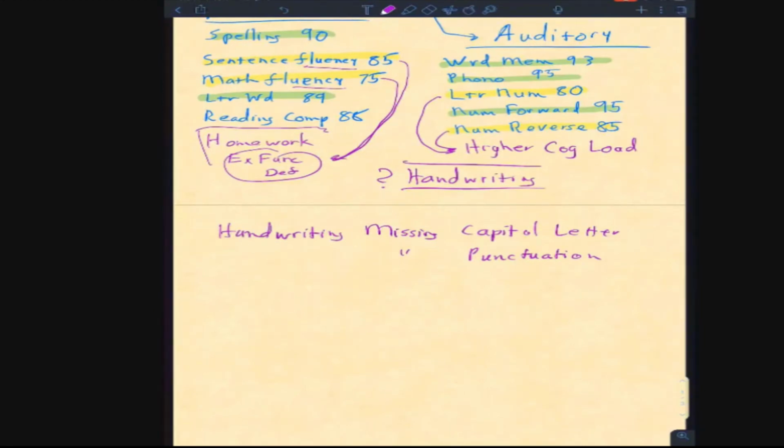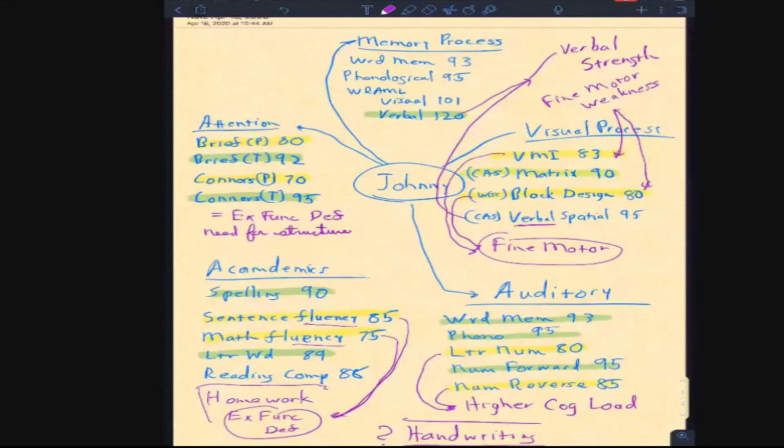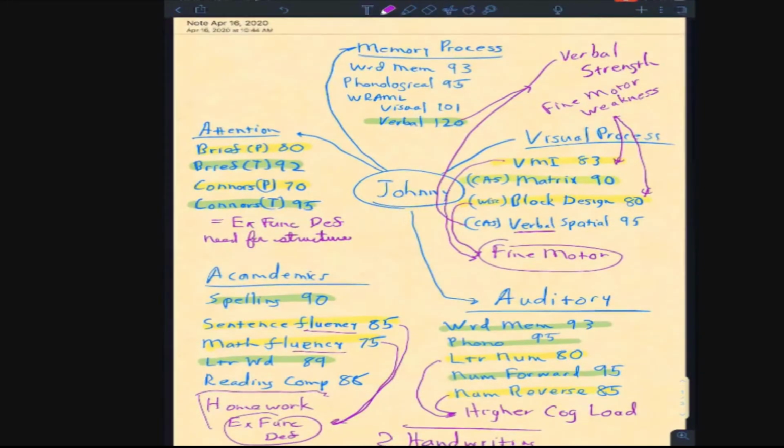Maybe incorrect spacing between words. All this would indicate that the student has not achieved automaticity in writing because they're not writing enough, because of the lack of homework. But we also have two good indicators here that we're looking at a fine motor weakness.